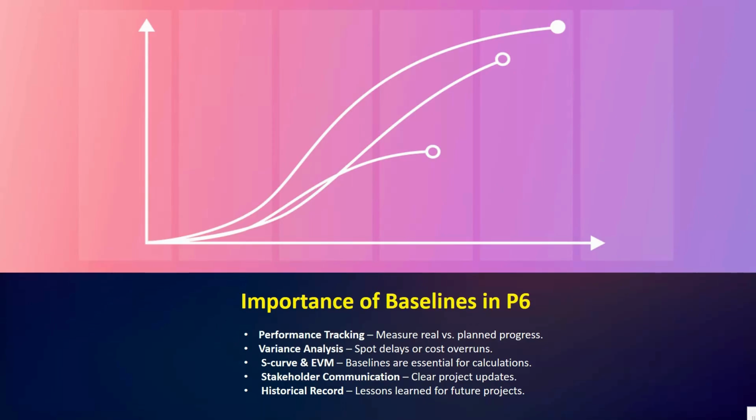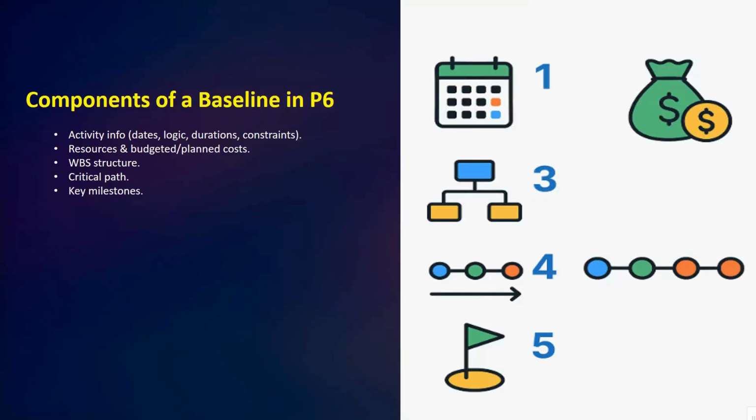Okay, so in short, baselines in P6 are not just a technical feature; they are the backbone of effective project monitoring and control. Okay, so this is clear. So after that, we have components of a baseline in P6. Okay, so now let's begin with the components of baseline. You can see here activity info, resources, WBS structure, critical path, key milestones.